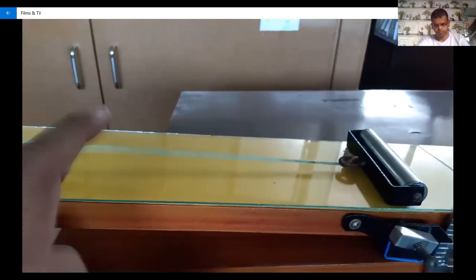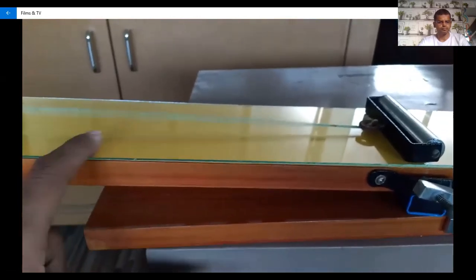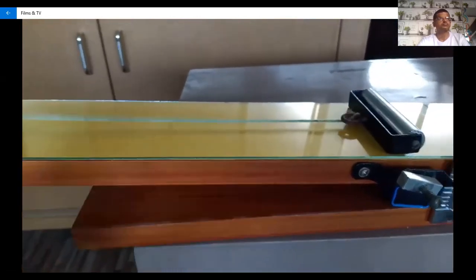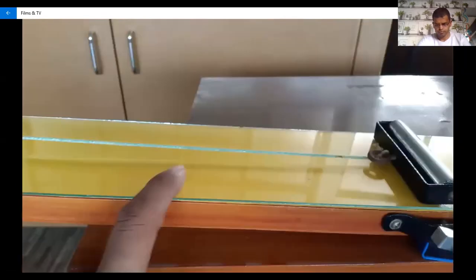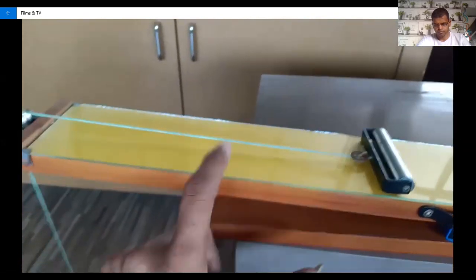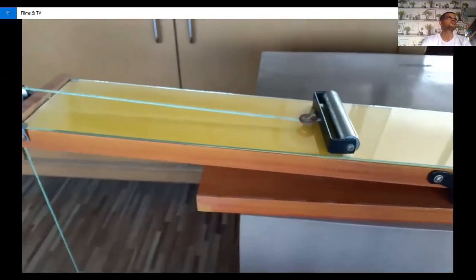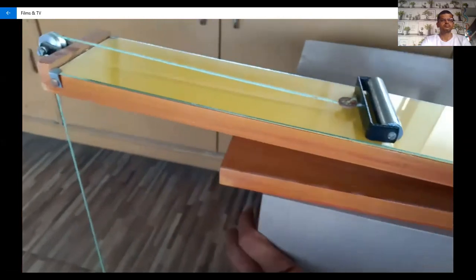We check here whether the roller is moving or not. It is not possible, so we use 2 grams more. We put it on the pen, and then we check again. Here no effect, no moving of the roller on the surface. We increase the mass by 2 grams more, and then we check again. Now here we show, I think it is a slide.